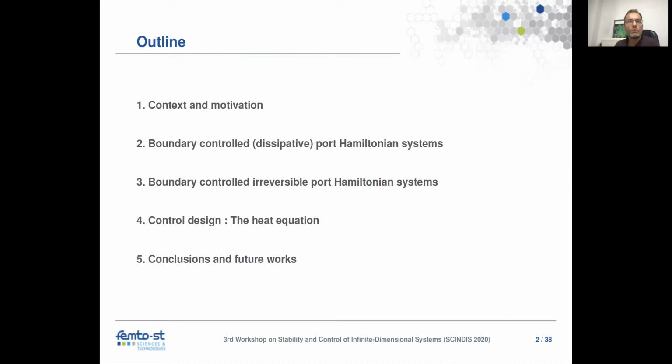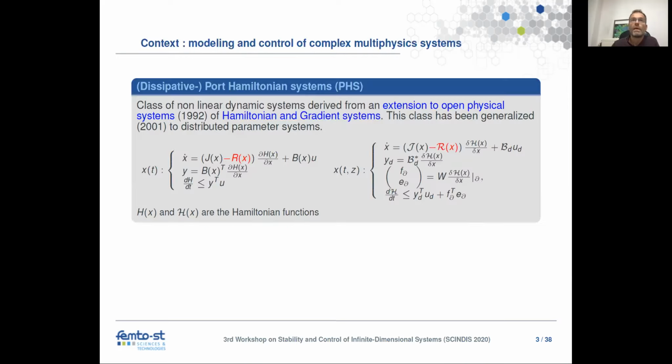That is what we try to do by thinking about these boundary control irreversible port Hamiltonian systems that I'm going to present. And in a second instance, I will give you some first insight on control design using a toy model on the heat equation, a very simple control problem, boundary control of the heat equation. And of course, I will end with some conclusions and perspectives.